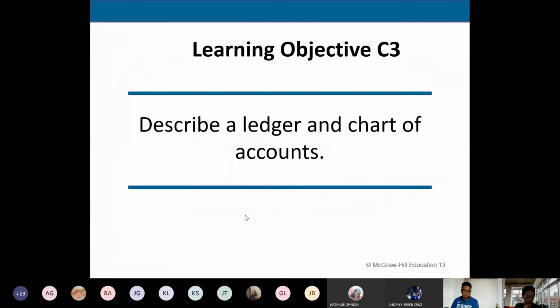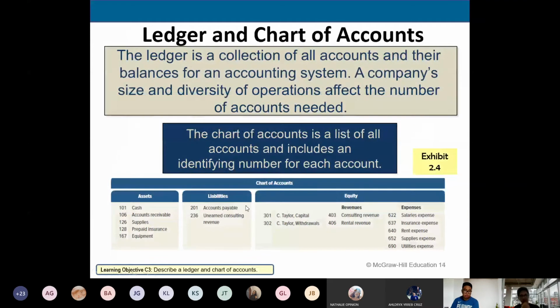Okay, so describe a ledger. Okay, a ledger, sabi dito, is a collection of all accounts and their balances for an accounting system. Company size, so pagdating sa ledger, it may either be general ledger, tama ba? In a more detailed ledger, yung tinatawag nating subsidiary ledger, no? A chart of accounts is defined as the list of all accounts, no? And it includes an identifying number for each account. Okay, depende na sa policy ng company kung anong ilalagay nilang code or identifying number for each account.